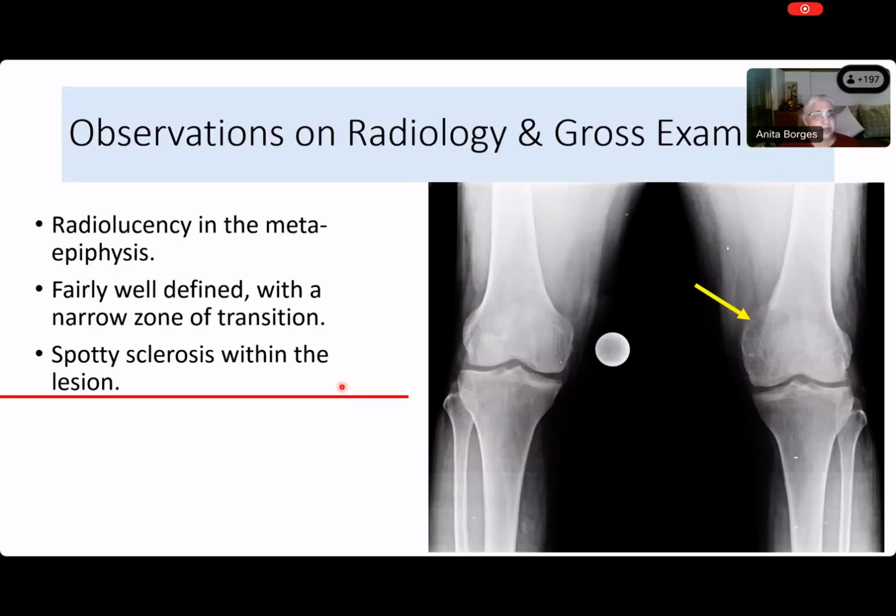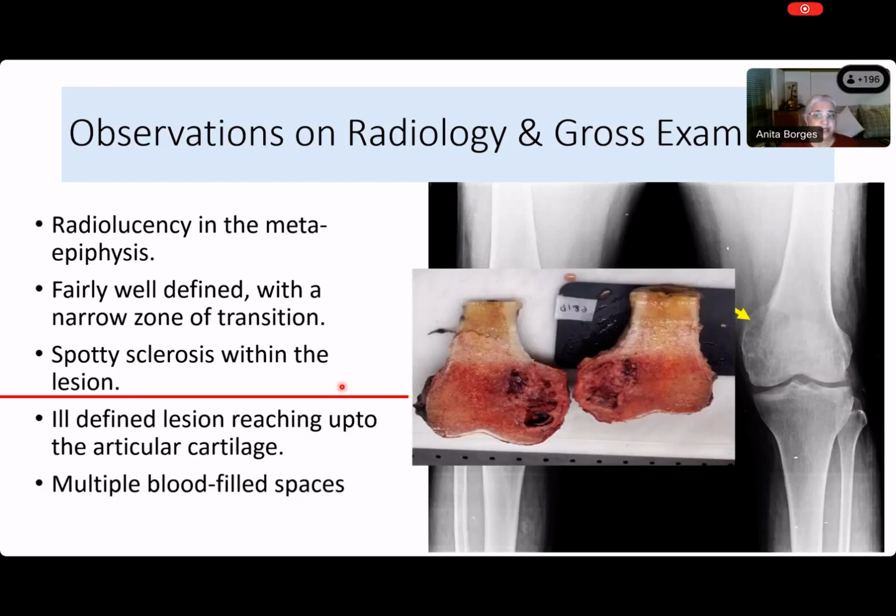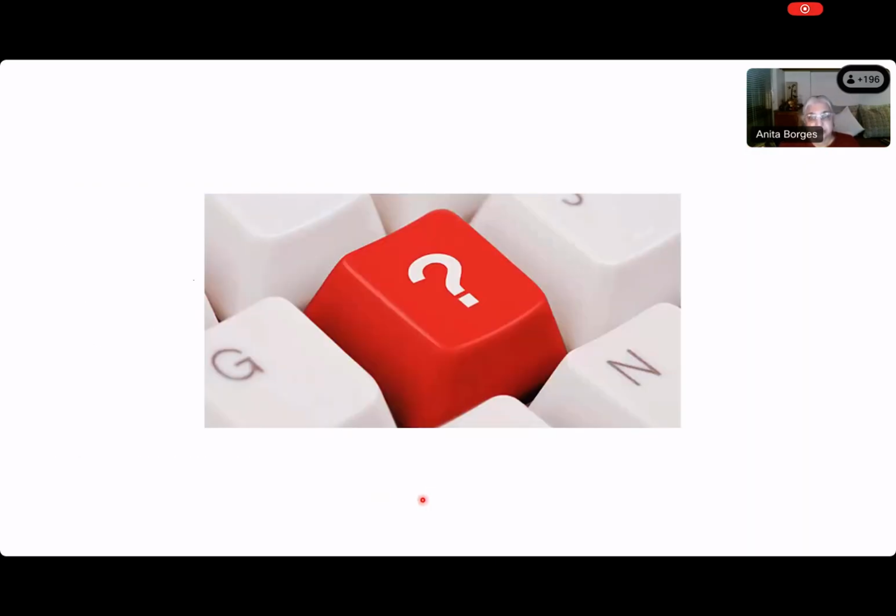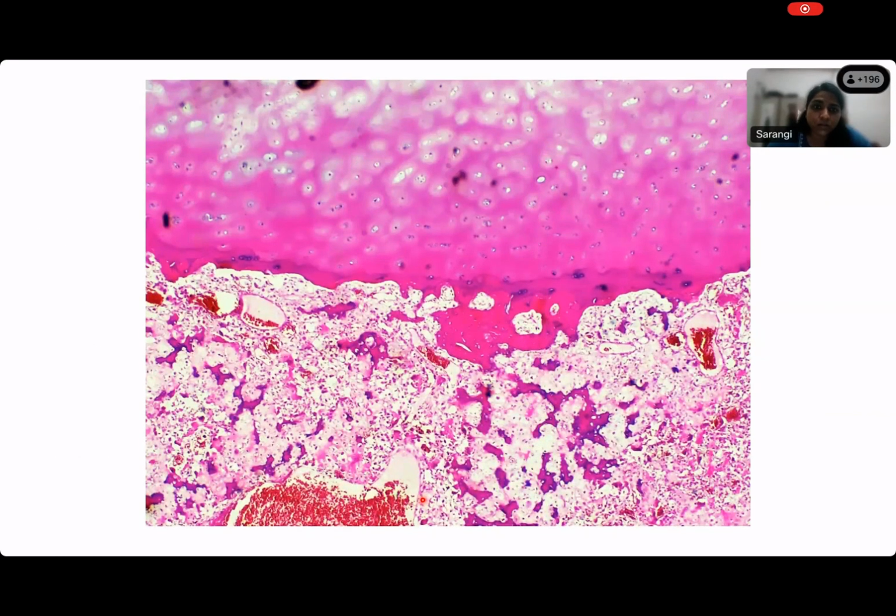Excellent. So, what are our observations on radiology and gross exam? You had a radiolucency in the metaepiphysis, but now when we looked at the gross examination, this was an ill-defined lesion. It looked very well defined to us when we saw it on an X-ray, which was reaching up to the articular cartilage. You can see that, yeah, because the articular cartilage goes all the way around. That is the condyle, and there are blood-filled spaces. There was spotty sclerosis, which we saw on the X-ray. Okay, good, Sarangi. So come on now, describe.